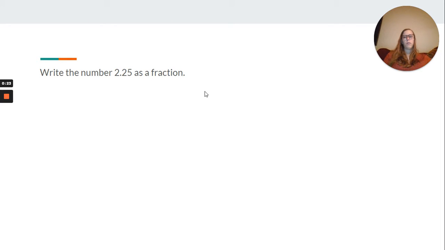So first, we want to write the number 2.25 as a fraction. So the 2 is going to stay because it's in front of the decimal, but we have 25. So we see the 2 is in the tenths place, the 5 is in the hundredths, so we can have 25 over 100, but we want to write it in simplest form. So 25 over 100 simplifies to 1/4. So we have 2 and 1/4.